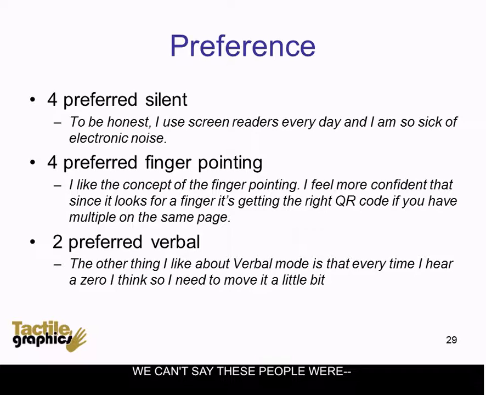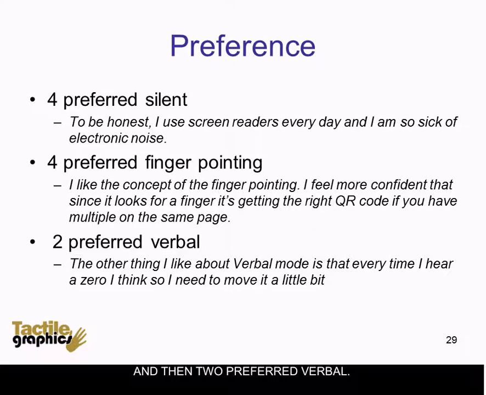So in terms of preference, there's no one preference. 4 people really like the silent mode. To be honest, I use screen readers every day, and I'm sick of the electronic noise. 4 people preferred the finger pointing. I like the concept of the finger pointing. You feel more confident that since it looks for a finger, it's getting the right QR code if you have multiple codes on the same page. And then 2 preferred verbal.